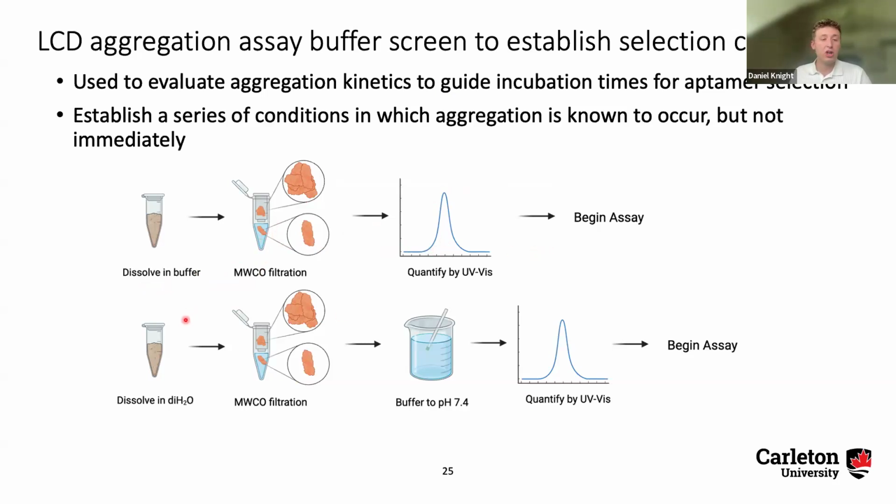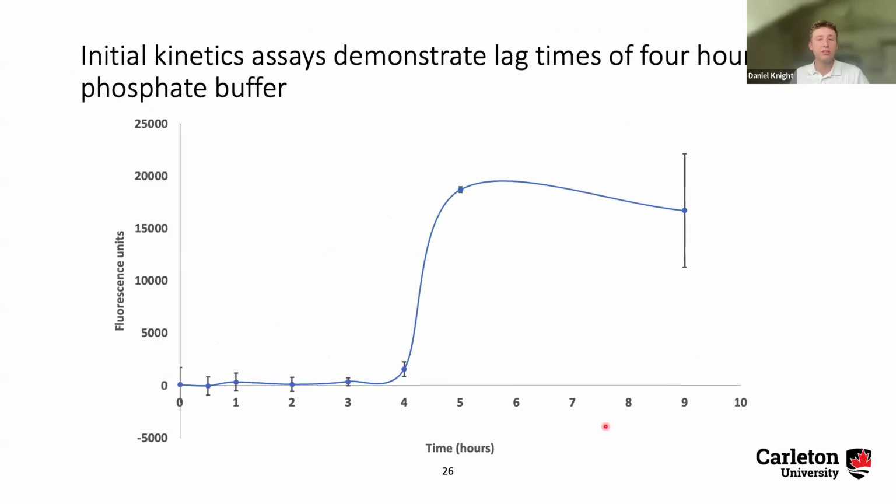The other way is just to dissolve it in water first, filter this, and then buffer that solution to physiological pH before beginning the assay. And so this is in phosphate buffer. We found this at pH 7.4 with 100 millimolar sodium chloride, and we found this to give us the most ideal aggregation kinetics.